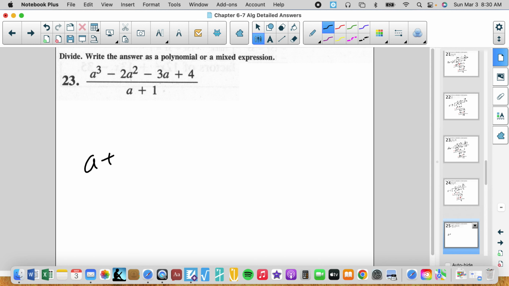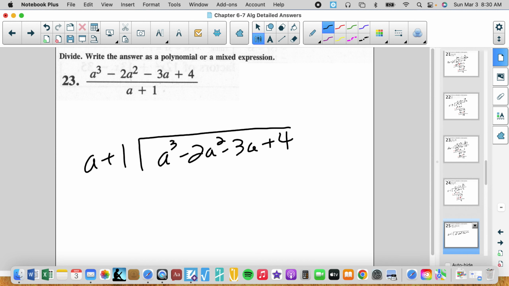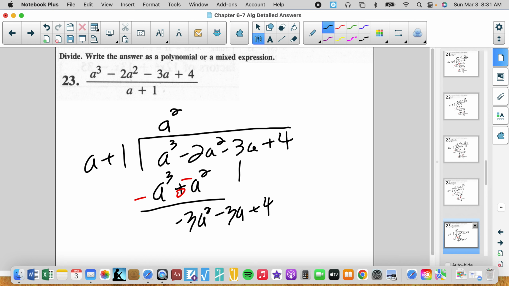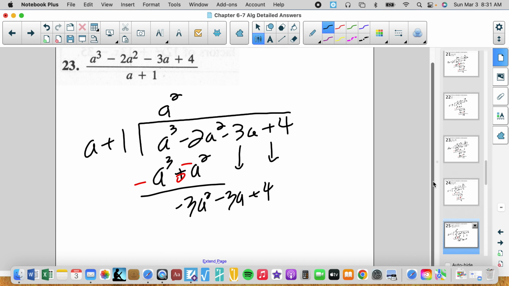Ooh, 4 terms. Shouldn't change anything, just do the same exact thing. You just got to do it, keep going. So this is a squared, becomes a cubed plus a squared. Change them. That gives you negative 3a squared minus 3a plus 4. Bring everything down. Now we're going to multiply that by a negative 3a, which gives us negative 3a squared minus 3a. Change it.